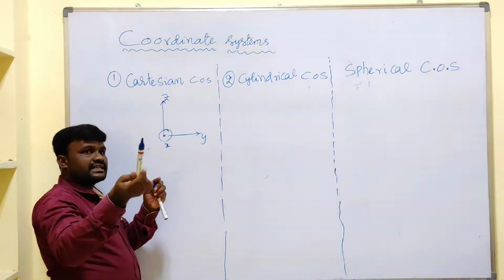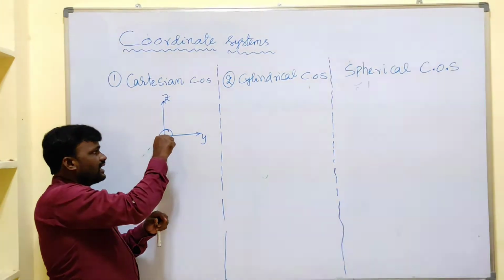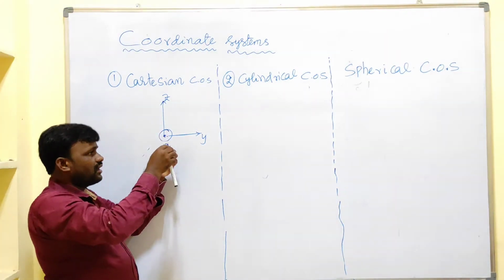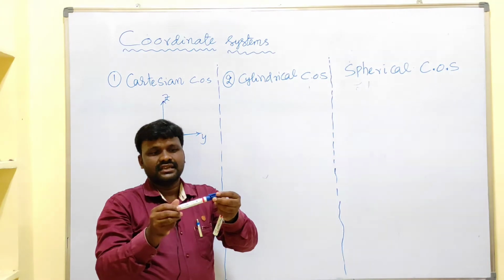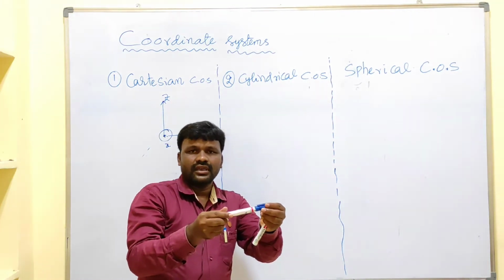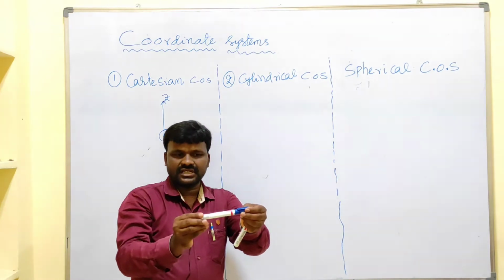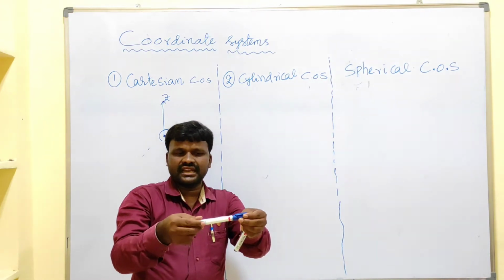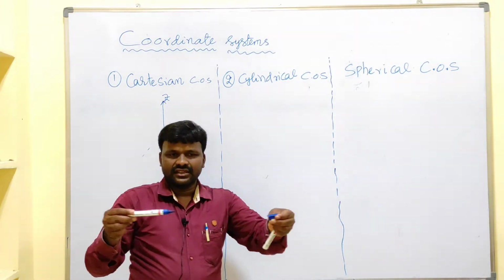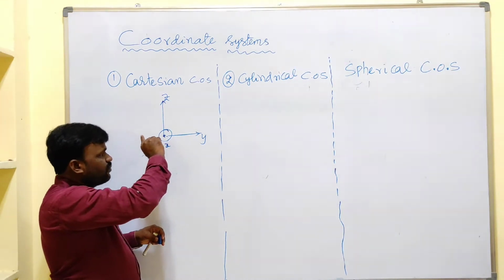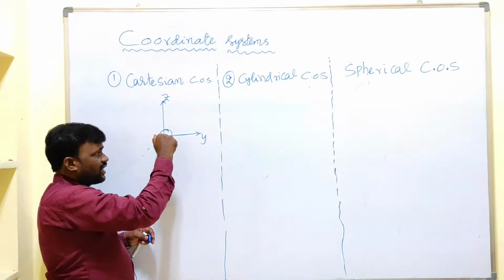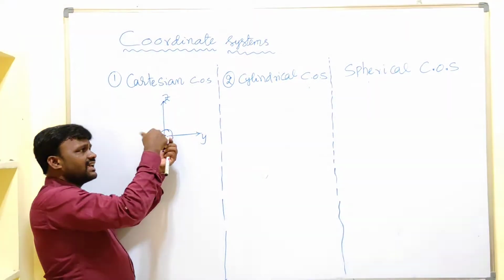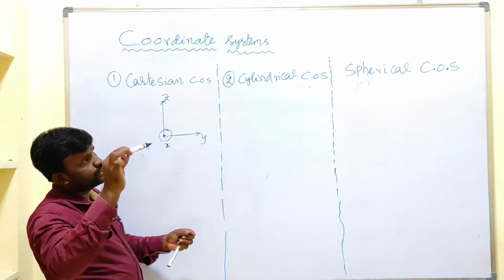Suppose, let us say it is a screw. If you rotate like this, that means z to y, in that case it moves into the board. If I move in the opposite direction, it is coming towards you. If I move in this direction, this right-handed screw goes into the board. If I move in reverse direction, in that case it is coming towards you.